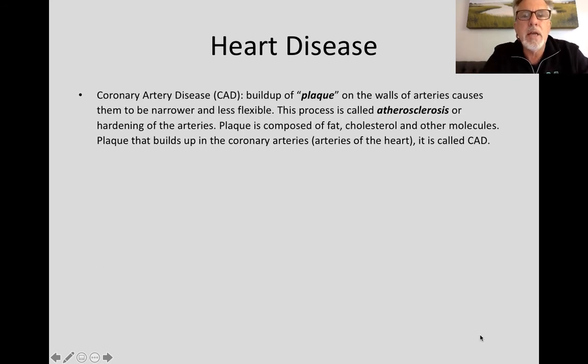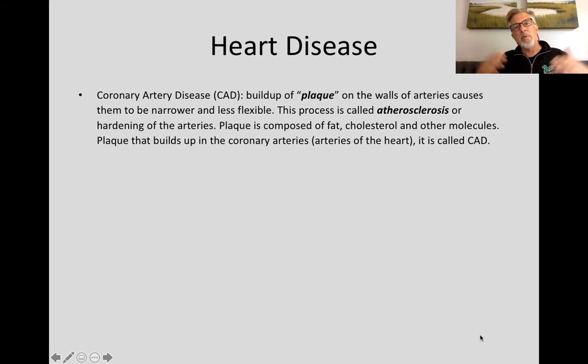So the first, and probably most important, is called coronary artery disease, or CAD. And this occurs when there is a buildup of plaque on the inside walls of the arteries, and that causes them to become narrower and less flexible. This process is called atherosclerosis, or hardening of the arteries. And the plaque itself is composed of fat, cholesterol, and other molecules. It's different than dental plaque, but similar in that it builds up on the surfaces, in this case, the inside surface of the arteries of the heart.